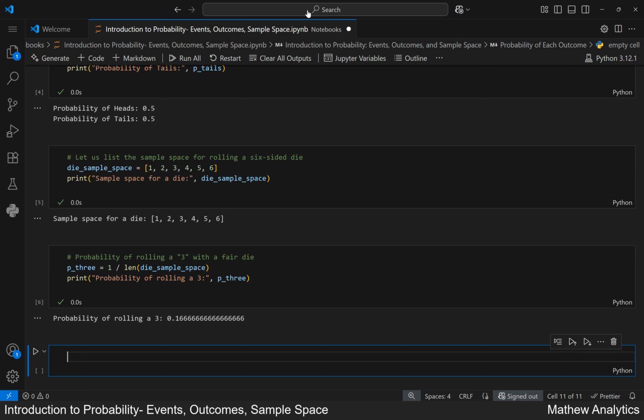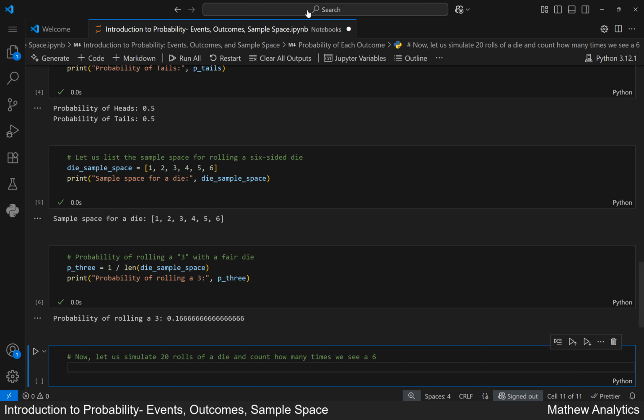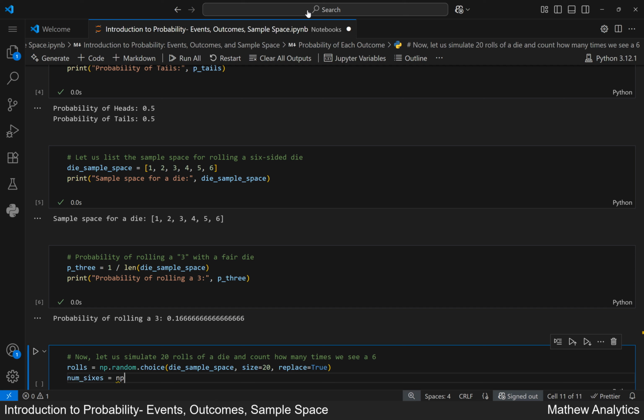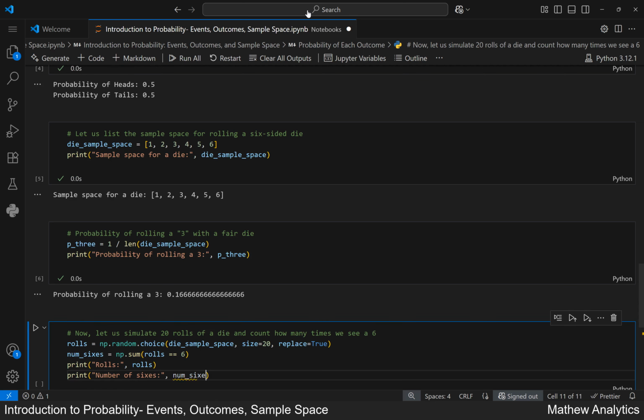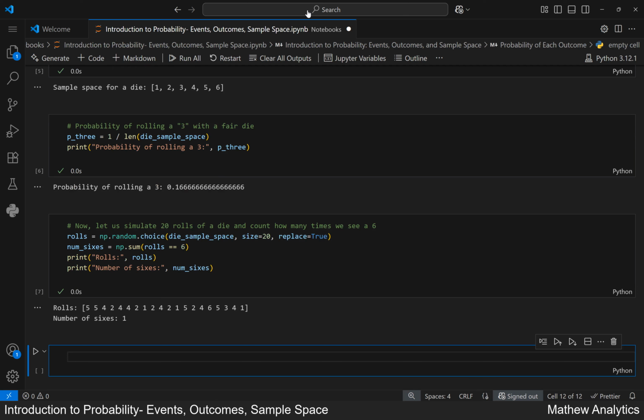Let us run a hands-on experiment. We will roll a die 20 times and count the number of 6s. We use random choice to make 20 rolls. We count how many times we get a 6. We print out all the rolls. We show how many 6s appeared. Running the cell now. Sometimes, luck can look strange. Try this a few times and see how it changes.